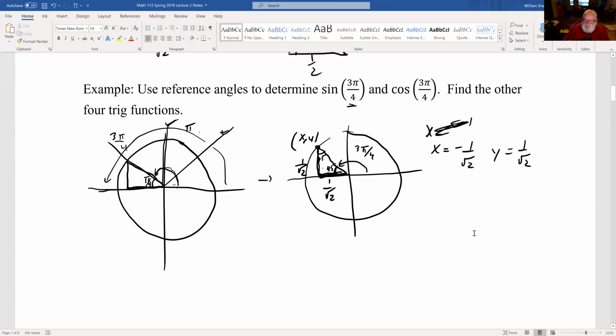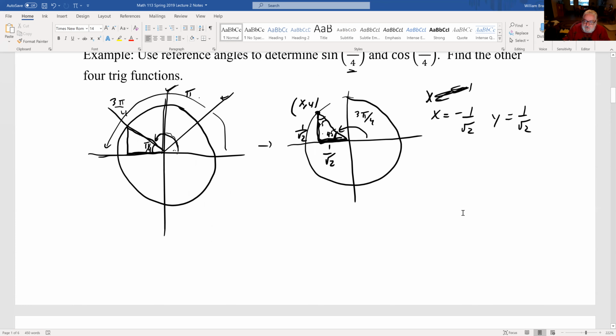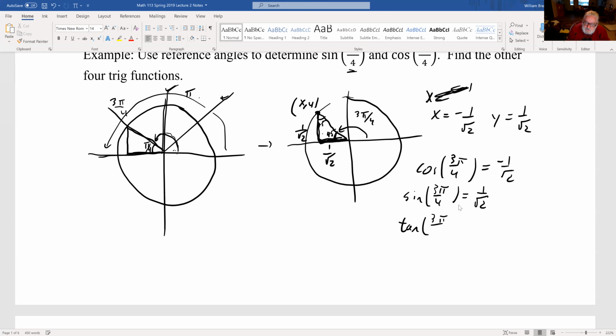Great, so now we can figure out our trig functions. Cosine of 3 pi over 4 is x. So it's minus 1 over root 2. Sine of 3 pi over 4 is y. So that's plus 1 over root 2. And tangent of 3 pi over 4 is the ratio of sine divided by cosine. Since it's the same number, but only with a minus sign different, that becomes minus 1.